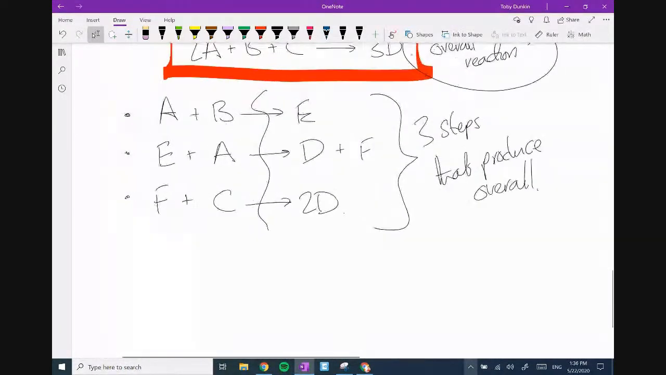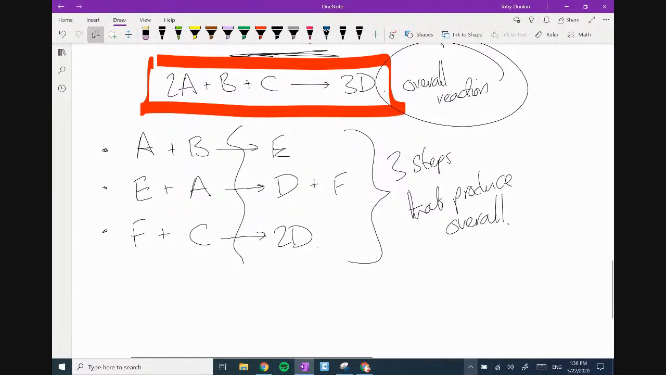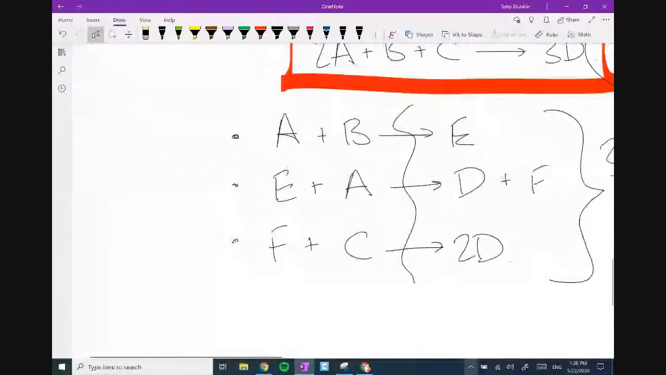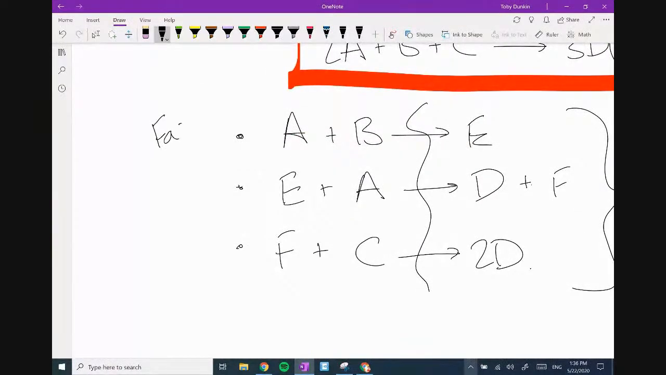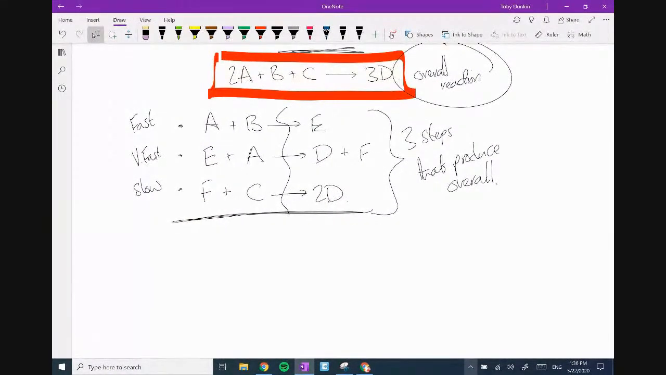And there's actually only one step we care about in kinetics, and that is the slowest. So if I've got 3 steps here, and this is fast, and this is very fast, and this is slow, the only one I care about is the last one. Because what that means is that the first one is fast, but everything's going to compile. Everything's going to back up until you get to that 3rd step.